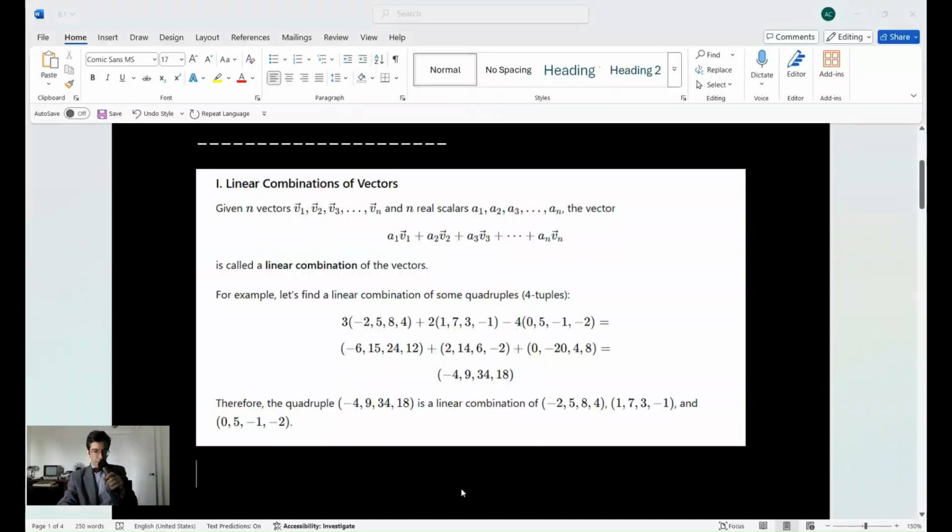So anyway, here goes some of the definitions that we left out in part one. All right, so here is the first thing, linear combinations of vectors.